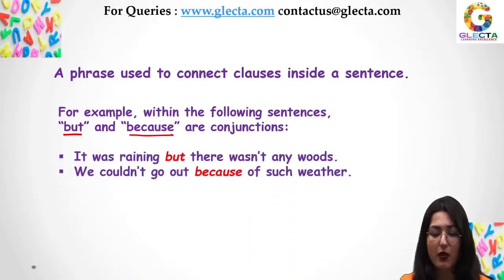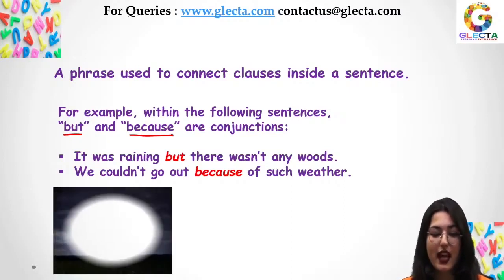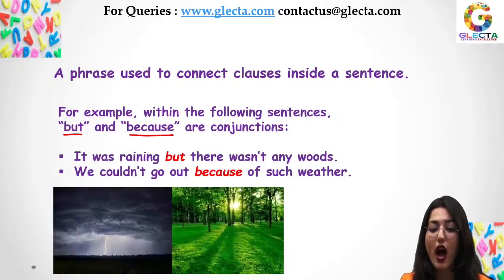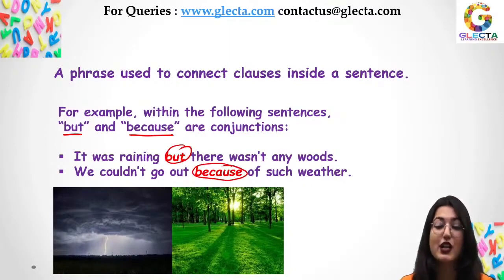It was raining, but there wasn't any wind. We couldn't go out because of such weather. Here we can say that the words but and because are the conjunctions.